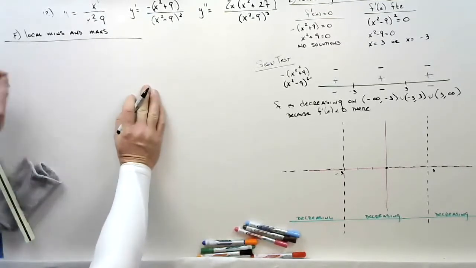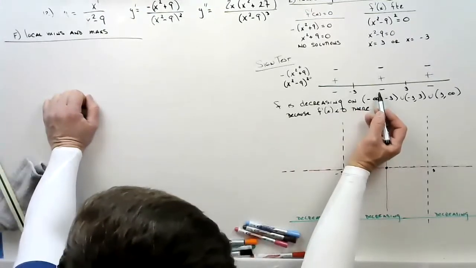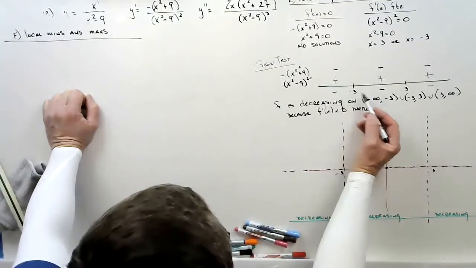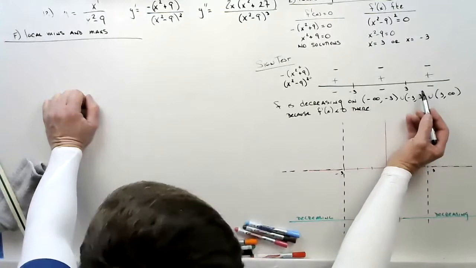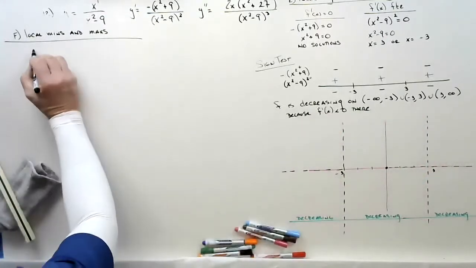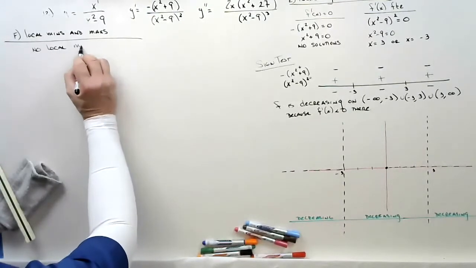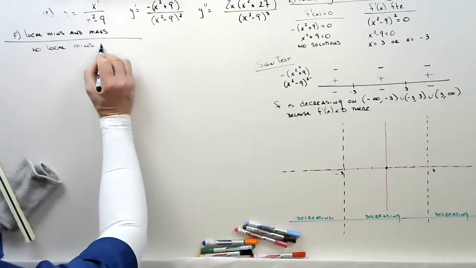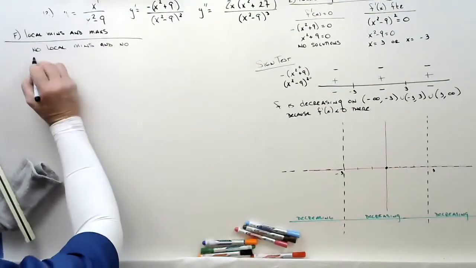We don't have any local mins and maxes. Decreasing, decreasing. The first derivative test says if it doesn't change signs, it's not a min or a max. So we have no local mins and no local maxes.